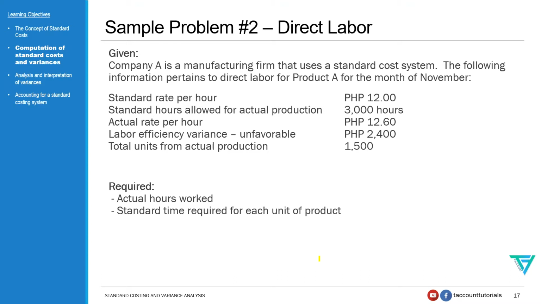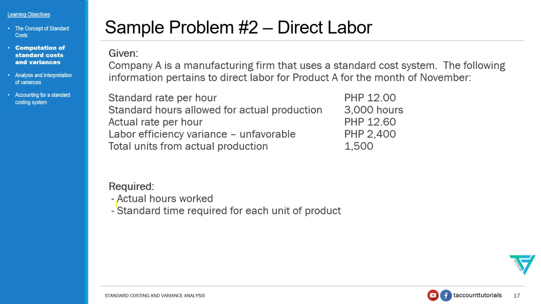So Company A is a manufacturing firm that uses a standard cost system. The following information pertains to direct labor for product A for the month of November. Standard rate per hour, 12 pesos. Standard hours allowed for actual production, 3,000 hours. Actual rate per hour, 12.6 pesos. Labor efficiency variance, unfavorable, 2,400 pesos. Total units from actual production, 1,500.